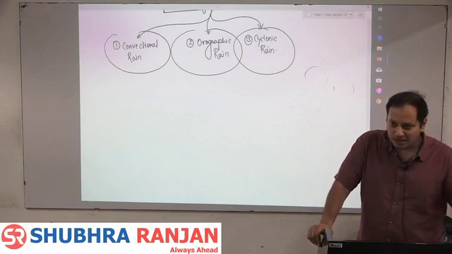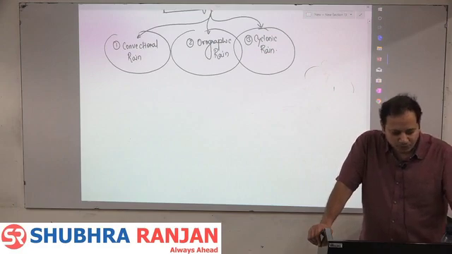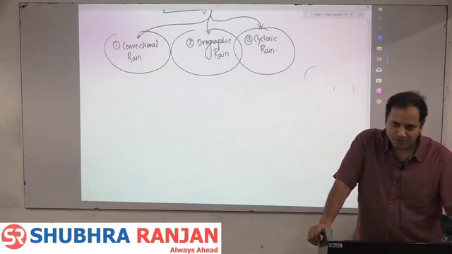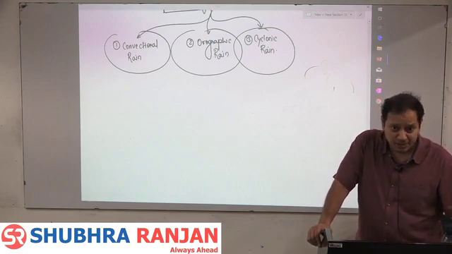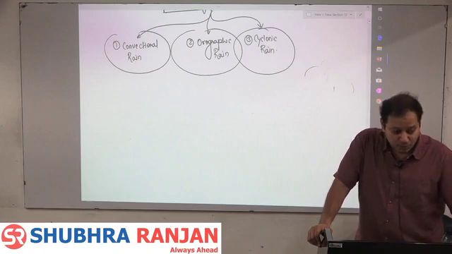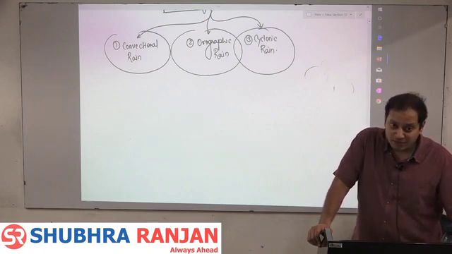Now what are the sources? ये GS के लिए भी अच्छी तरह से करना convectional rainfall. What are the sources for the moisture of the convectional rainfall or heating? It can be anything. कहाँ convectional rainfall is very important.